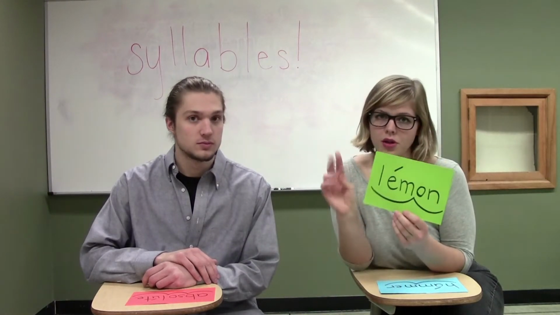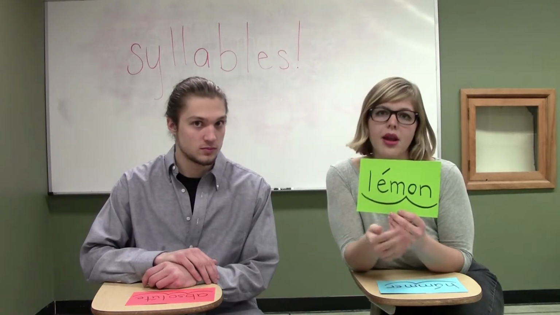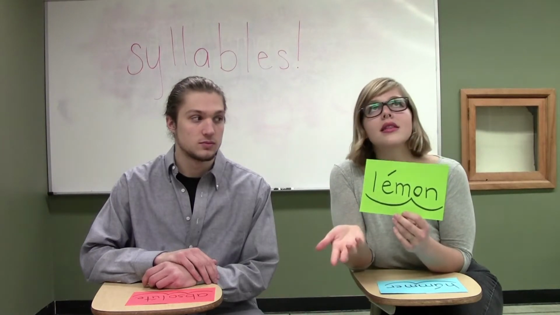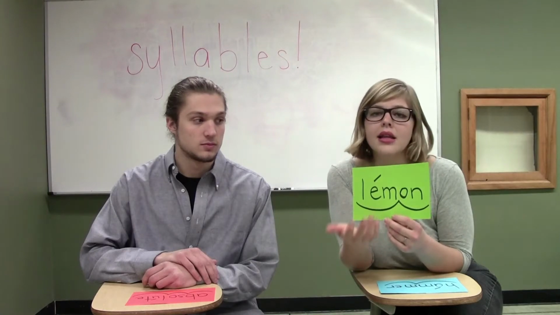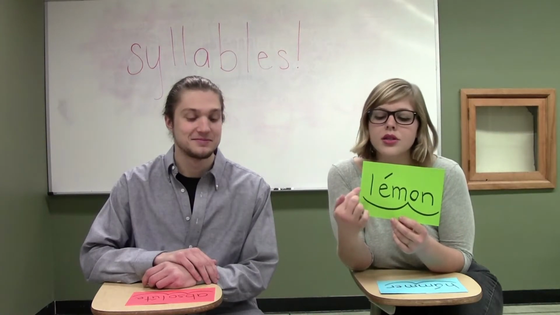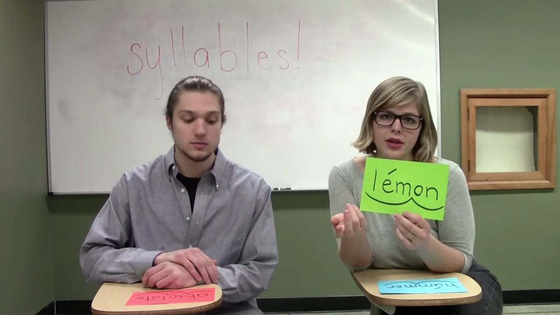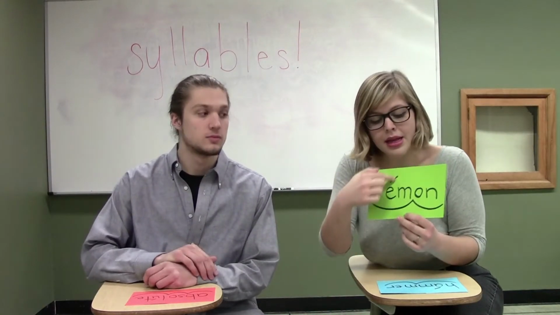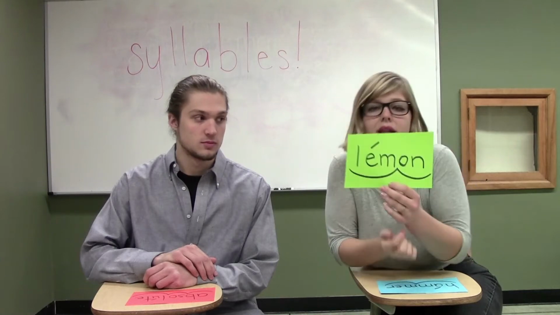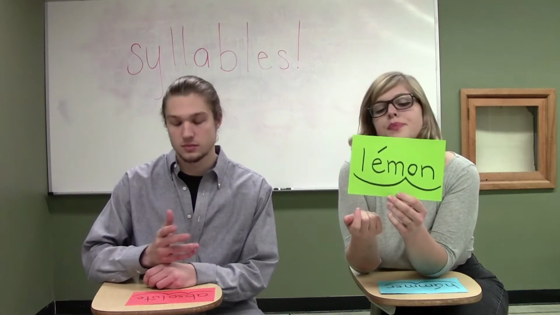A good trick to do this is called calling the dog. If you had a dog called Lemon, how would you call it? You'd say, lemon. You wouldn't say, lemon. That'd be weird, right? So whatever sound you make for longer when you call the dog, that's going to be your stressed syllable. So in lemon, this little symbol means that is a stressed syllable.